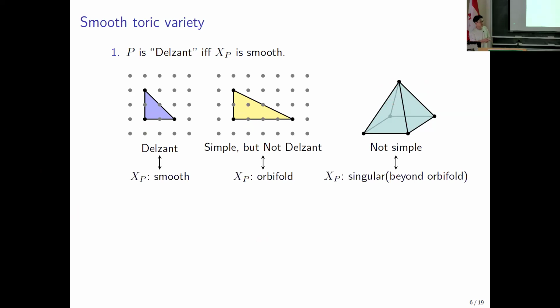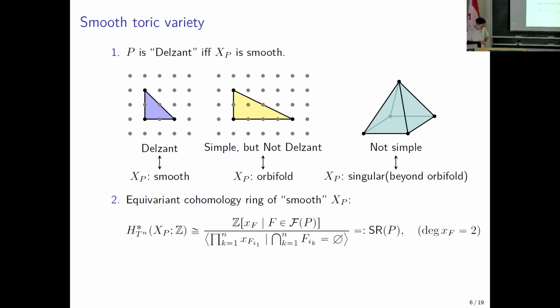But what you can see from this information is that a Delzant polytope gives you a smooth toric variety. And if the polytope is simple but not Delzant, the corresponding variety is a singular variety, but at worst with orbifold singularities. If you have a polytope which is not simple, that's a very, very singular variety beyond orbifold singularity. Okay.